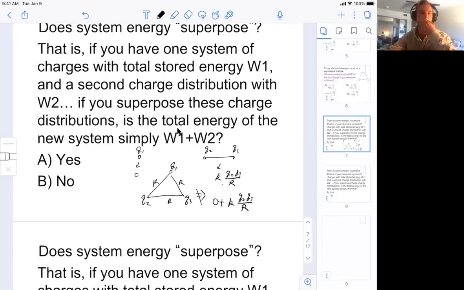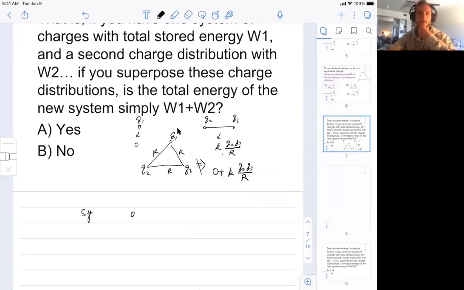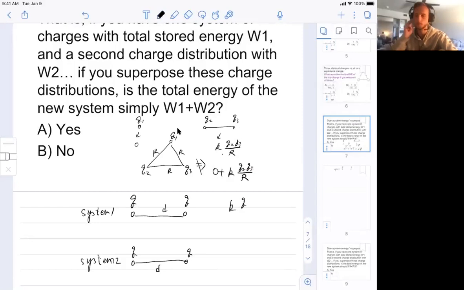Now you can use another example, a system with Q1 and Q2. I'm just going to call all of them Q so that's easier, with a distance D between them, or another system that looks exactly the same, right? Each of them will have KQ squared over D.